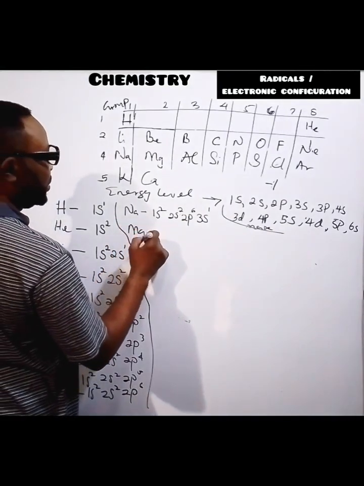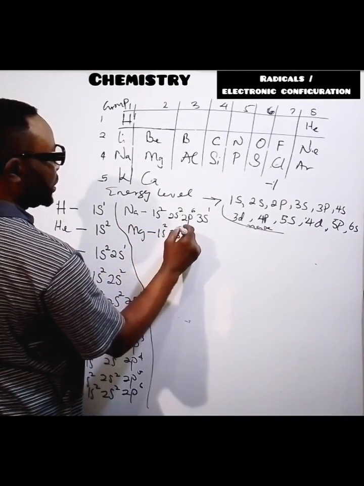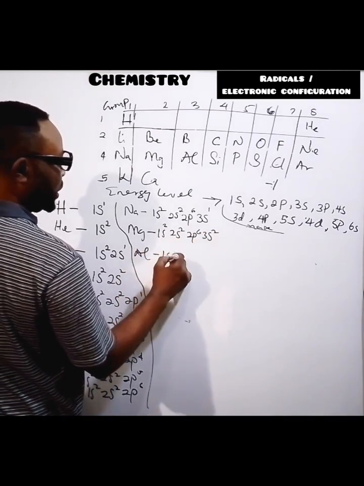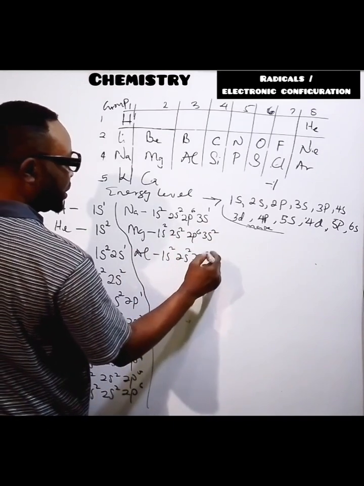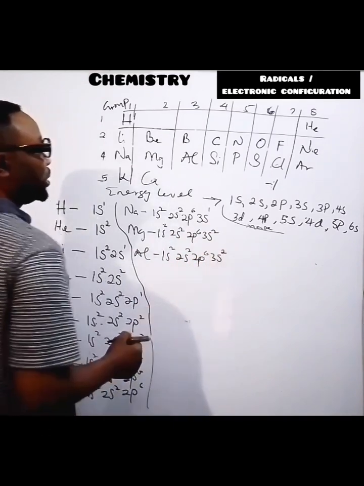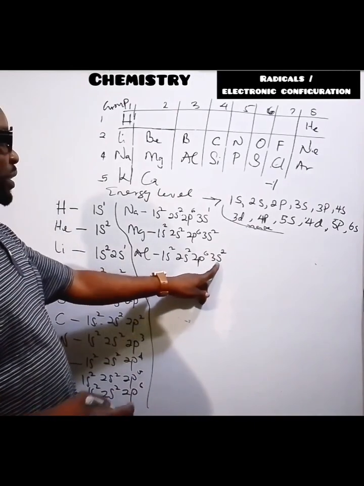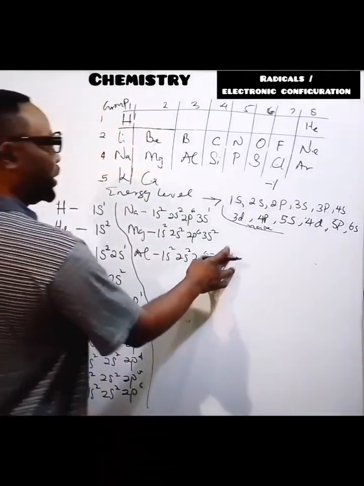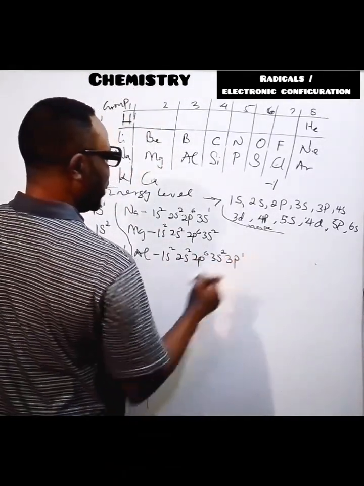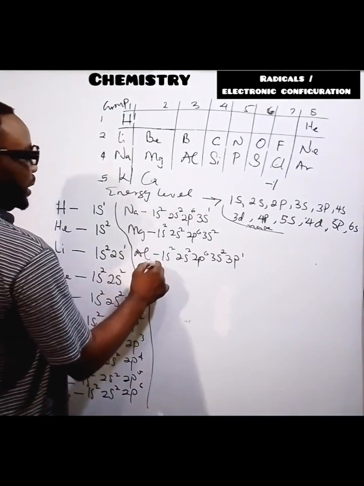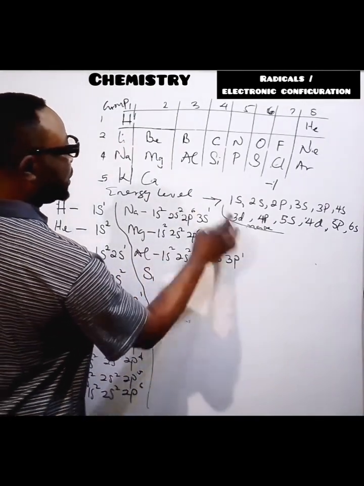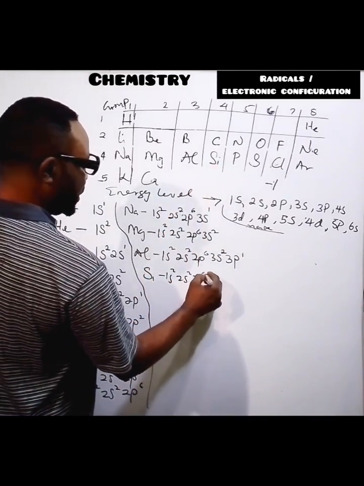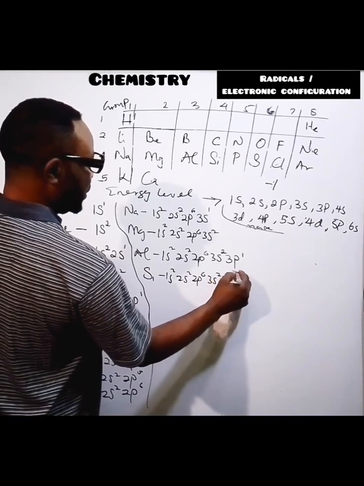Magnesium, 1s2, 2s2, 2p6, 3s2. Aluminium, 1s2, 2s2, 2p6, 3s2, 3p1. You can see we have been able to fill the 3s fully now. Silicon, that is 14. Silicon is 1s2, 2s2, 2p6, 3s2, 3p2.